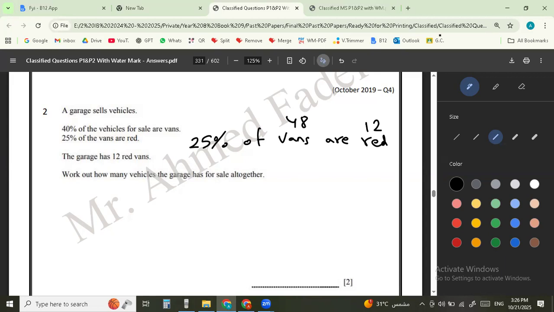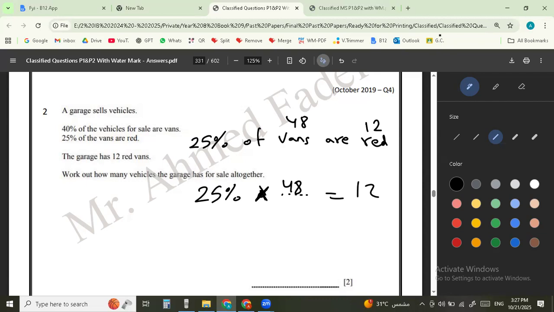48. Oh, mister, I don't know how to do that. It's just 12 divided by this, as if you're saying here 25% of, which means times something is 12. That thing is the total number of vans. How can I find it? 12 divided by 25%. But actually, mentally, you should know that if a quarter of a number is 12, you just multiply the 12 by 4, which is going to give you 48. So 48 vans in total.